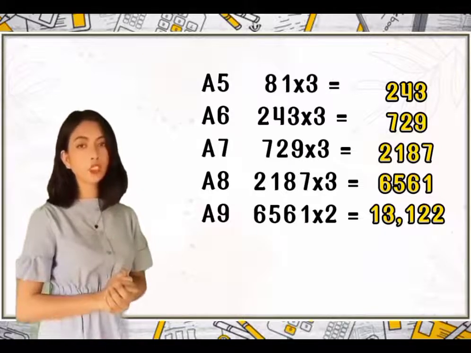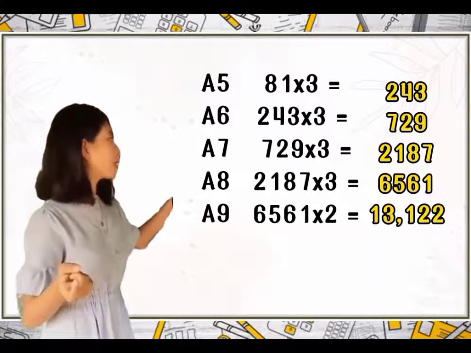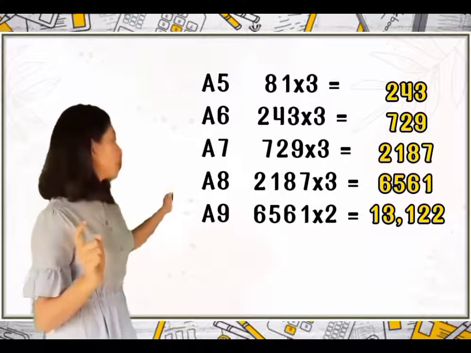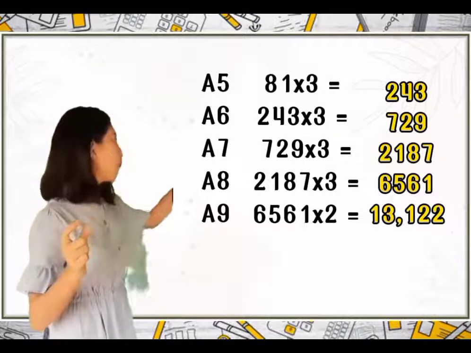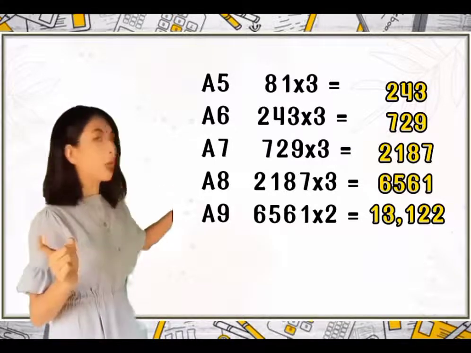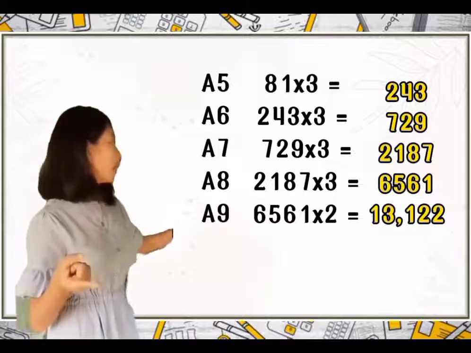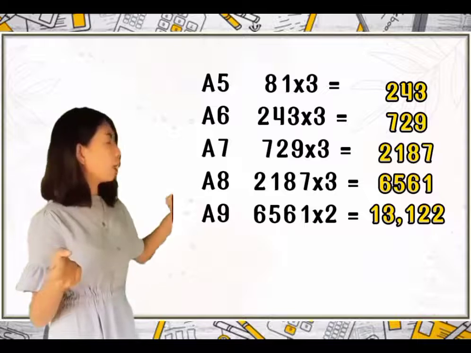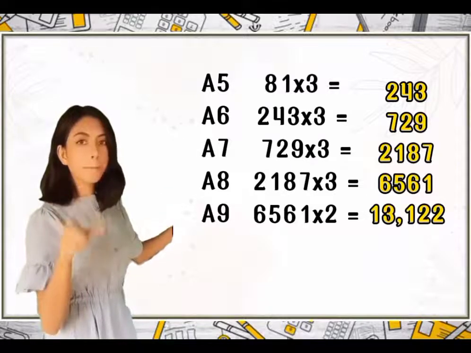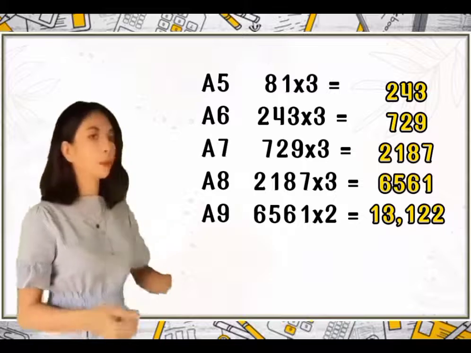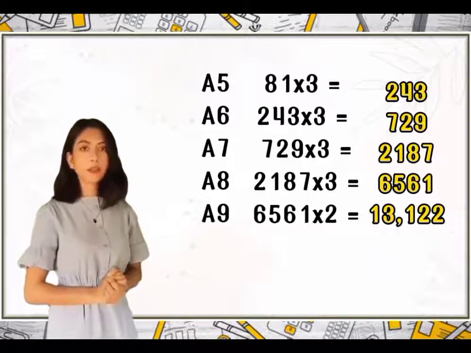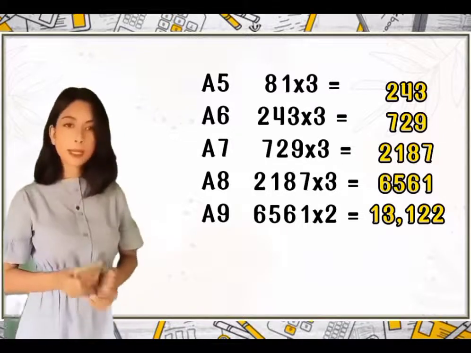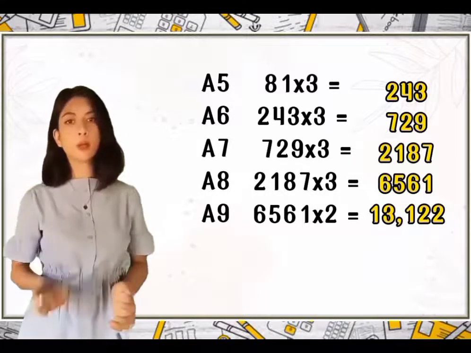Next is multiply natin siya by 2. So, 6, 5, 1 times 2 is equals to 2, times 1 equals 2. Then 2 times 6, that is 12. Carry 1, then 2. Then 2 times 5 equals 10, plus 1 is 11. So, 1, carry 1. Then 2 times 6 is equals to 12, plus 1 is equals to 18. So, our 9th term is 13122. Pwede din naman natin gamitin ang mano-mano or the manual way.